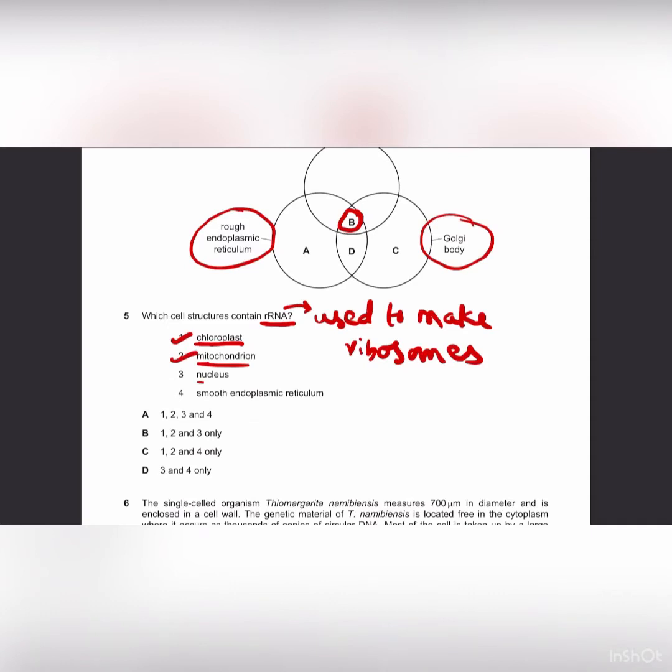What about the nucleus? Nucleus also contains ribosomes, but the ribosomes do not function in the nucleus. They come out of the nucleus and they function outside the nucleus, right? They are either attached to the nuclear membrane or the rough endoplasmic reticulum, or they are found in the cytoplasm. But you all should know that ribosomes are made in the nucleus, in the nucleolus of the nucleus. So nucleus also contains ribosomes or ribosomal RNA. Smooth endoplasmic reticulum does not contain ribosomes, and hence it does not contain ribosomal RNA. So the answer is B, 1, 2, and 3 only.